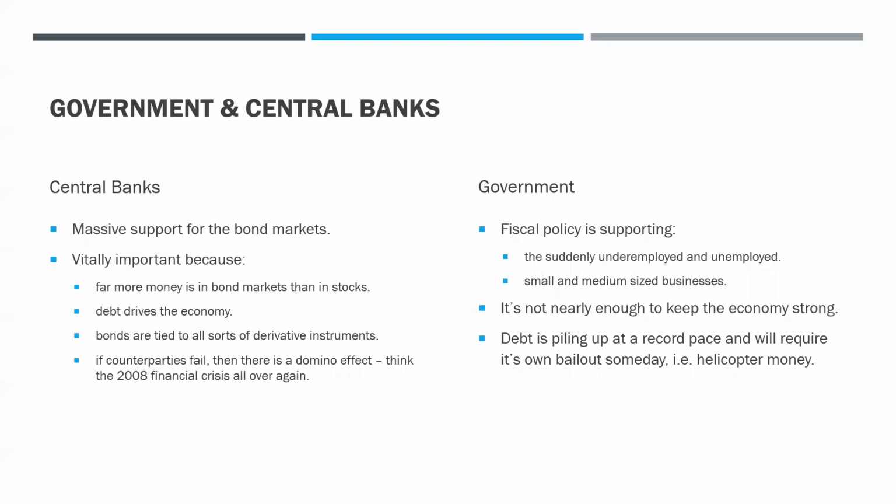But bonds are tied to all sorts of derivative instruments, CDOs, collateralized debt obligations. I've talked about these in the past, and if a counterparty goes bad, especially a big one, that can ripple through the entire system, setting off a domino effect, just like in 2008. That's what happened. We had counterparties that went bad. We were lucky. We were actually lucky in 2008 because AIG underwrote the insurance on almost all of those bad debts.